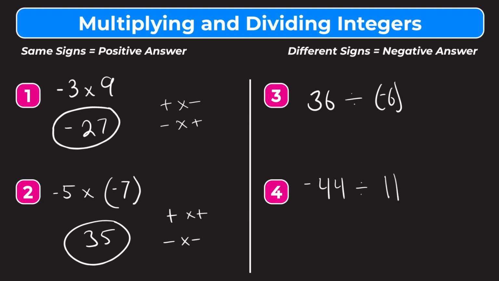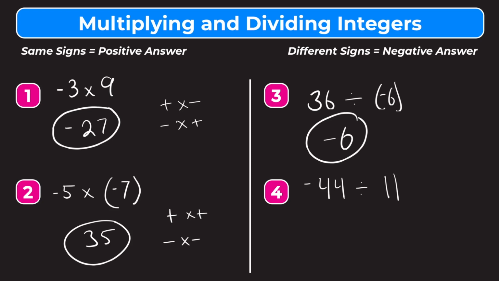So we have 36 divided by -6. So again, we're going to do that as if both of our original numbers are positive. So 36 divided by 6 would be 6. Then we go back and look at the signs of the original numbers. So we have a positive 36 and a -6. So that would be different signs. So our answer is going to be negative.